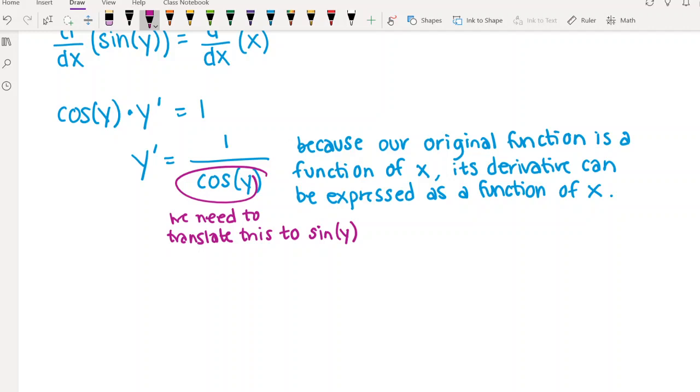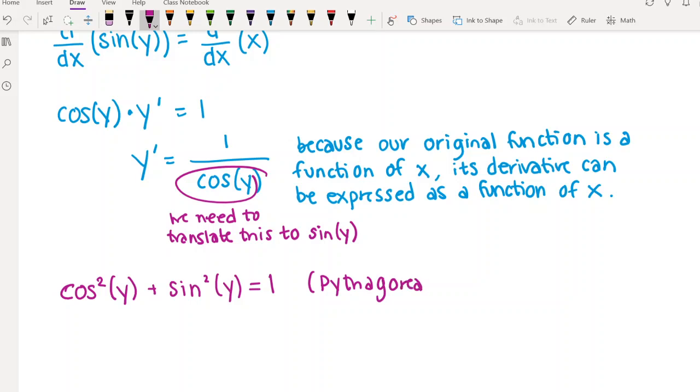So what's the relationship between cosine and sine of an input? Well, there's a nice identity that relates cosine and sine, and that identity is cosine squared of any input, I'll just say y since that's what we're dealing with here, plus sine squared of that same input is equal to 1. So that's what's called the Pythagorean identity. And I think of all the different identities that you learn in pre-calculus, this is maybe the most important one.